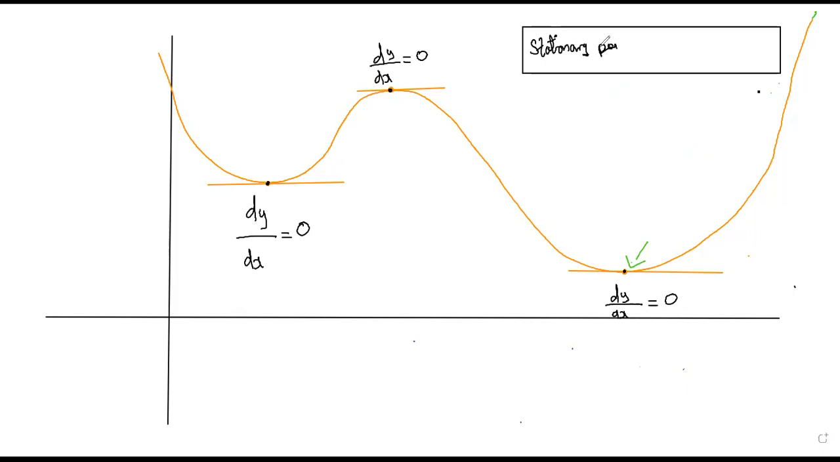Stationary point is any point on the curve that has dy by dx equals 0. This is your go-to thing, okay? So far we have discussed three things. Increasing parts of the function are where dy by dx is greater than 0. Decreasing are where dy by dx is less than 0. Stationary point is where dy by dx is equal to 0. So we have discussed three cases.